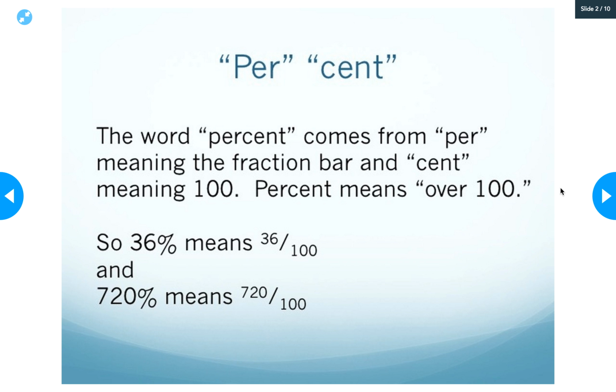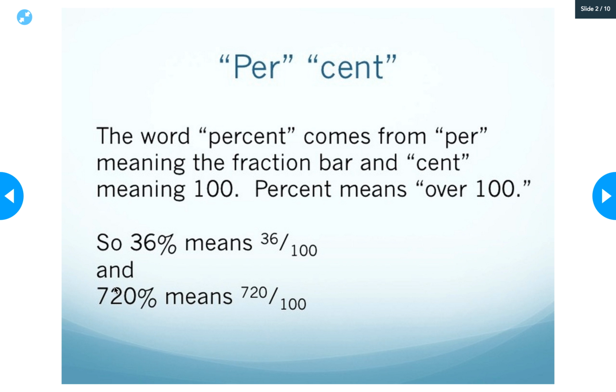So percent means over 100. What I mean by that is if you have 36%, what you mean is 36 over 100, the fraction 36 hundredths. The numerator is 36 and the denominator is 100. The same would be true of 720%. It would mean your numerator was 720 and your denominator 100.